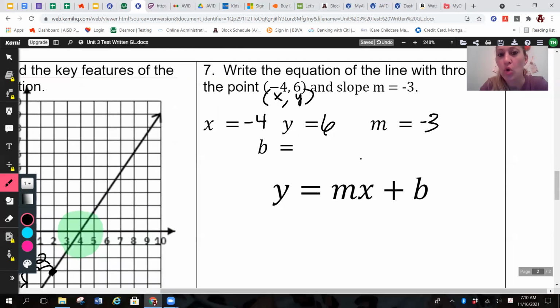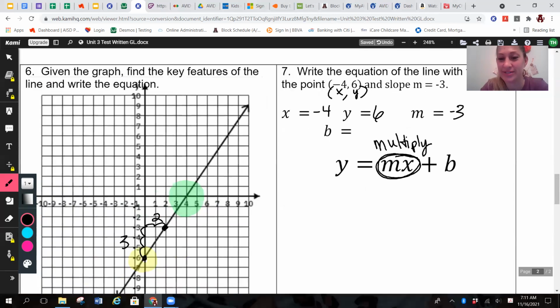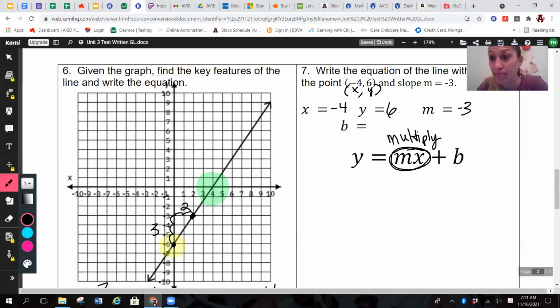From here, we're going to remember that y equals mx plus b is slope-intercept form. And I want you guys to circle that. And remember, the one thing I noticed when people made a mistake on number 7 is because they didn't multiply an m and an x together. An m and an x together means I'm multiplying those two things together. And then I'm going to add b after I multiply m and x.